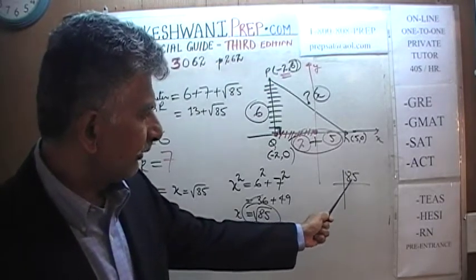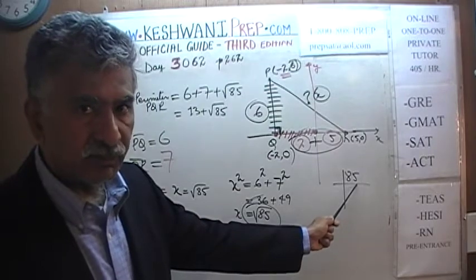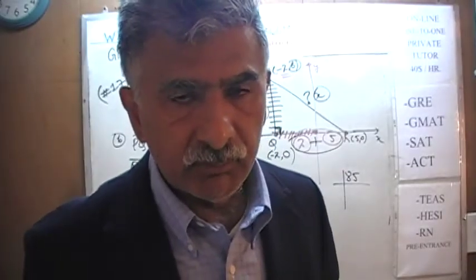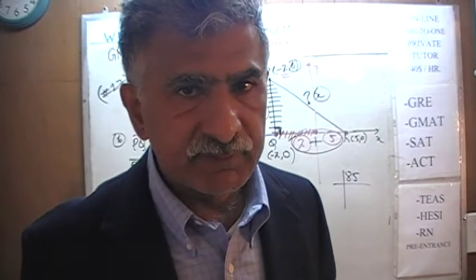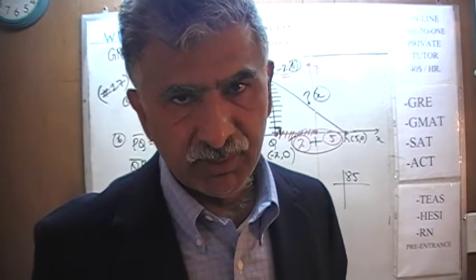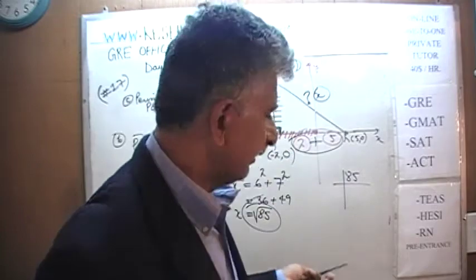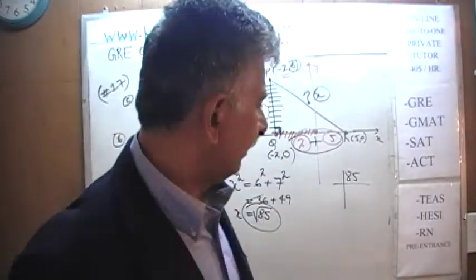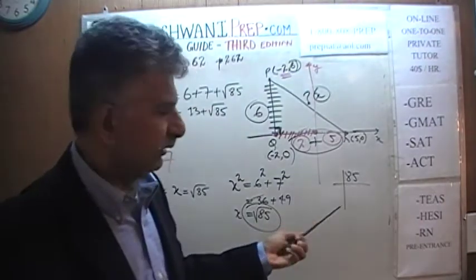Because 8 plus 5 is 13. The sum of the digits is 13, and 13 is not divisible by 3. If the sum of the digits of a given number is not divisible by 3, the number itself is not divisible by 3. We're not going to check for 4 because it's not an even number. It's not divisible by 2. Once we establish that it's not an even number, we're not going to check for any even numbers. It's just not going to work.